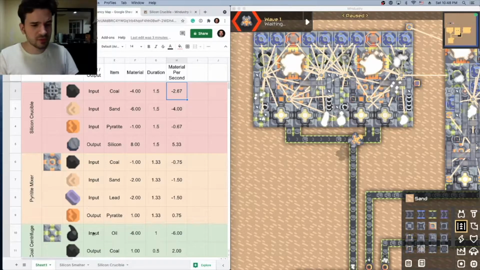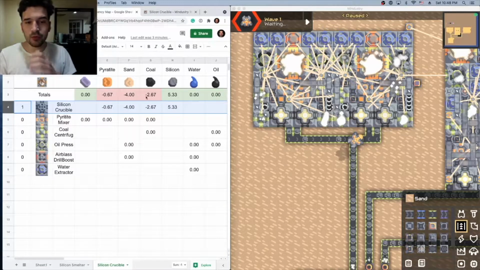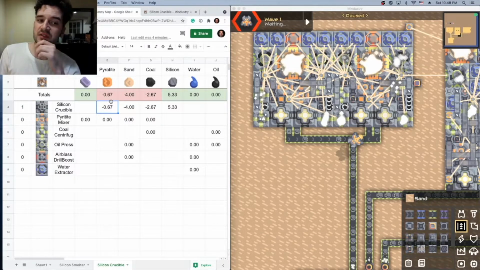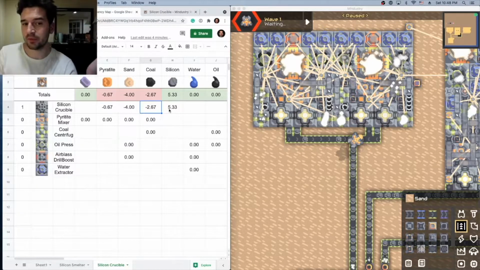So I took all these numbers and I put it into this dude. It goes line by line, and then the top row adds everything up. Because these are all zeros, they don't really count right now, but silicon crucible, we can see all together, it consumes 0.67 pyrotite, 4 sand, and 2.67 coal per second. And it gives me 5.33. Oh, on the big ones, I can probably figure some cool stuff out.